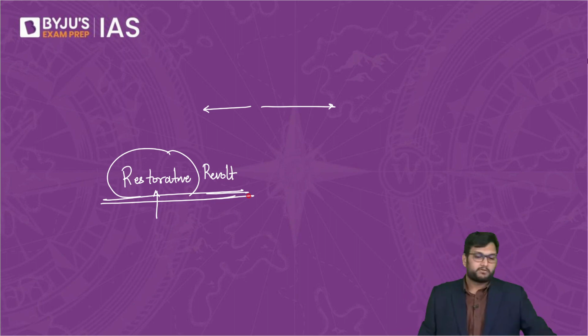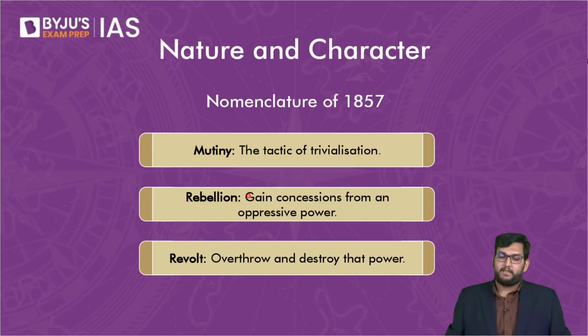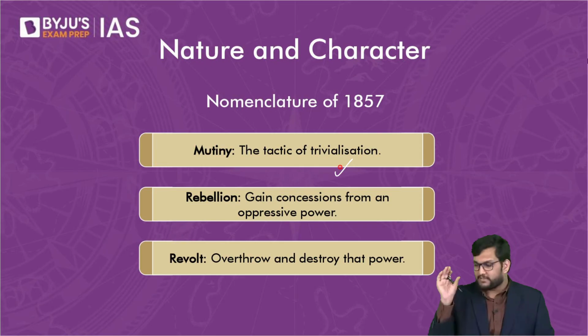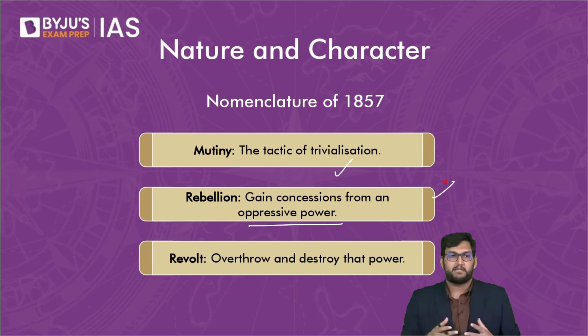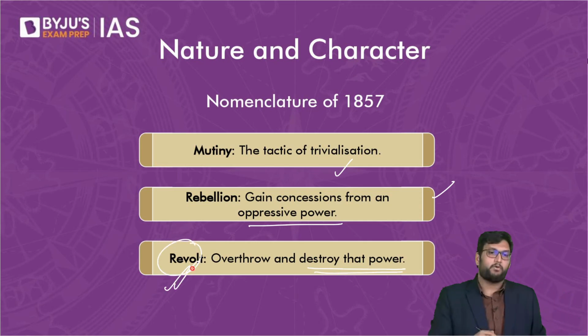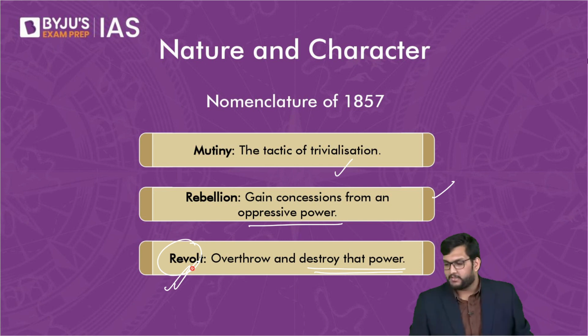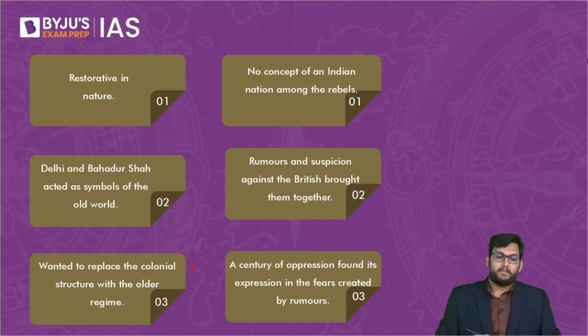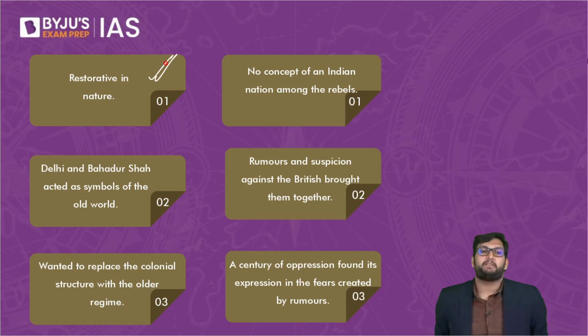So we discussed on that day that basically the nature and character, there were three words which we used interchangeably, but there is the right word to use. Mutiny is about trivialization. It's about making this major event into a small event. Rebellion is about getting concessions from somebody. So you rebel to get concessions. However, revolt is about destroying power. That is why the word revolt goes well. However, we need to decide what is the character. And the character is what is called restorative in nature.